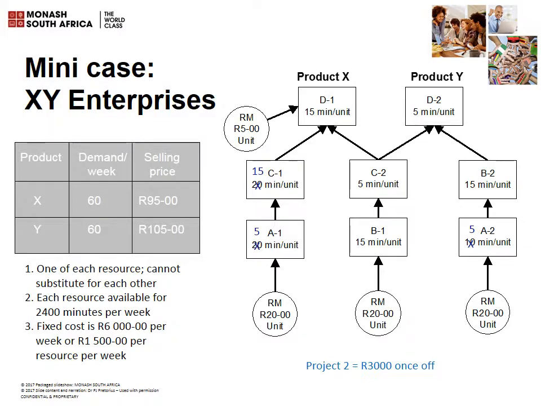The second proposal proposes to reduce the time on A1 from 20 to 5 minutes per unit, and the time on C1 to reduce from 20 to 15 minutes per unit. Overall, the time in the left-hand section reduces from 40 minutes per unit to 20 minutes per unit. Still part of the second proposal is to reduce the time on A2 from 10 to 5 minutes per unit. Overall duration of the right-hand section will now reduce from 25 to 20 minutes per unit. The cost of this project is a once-off 3,000 Rand, and similar to Proposal 1, everything else as previously described remains the same.